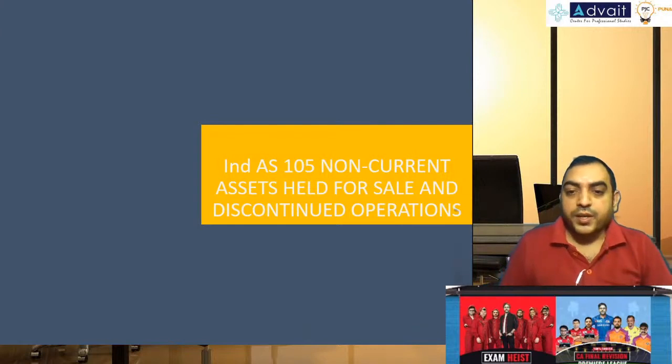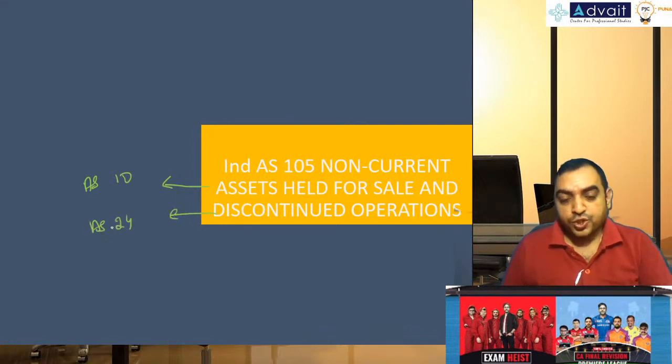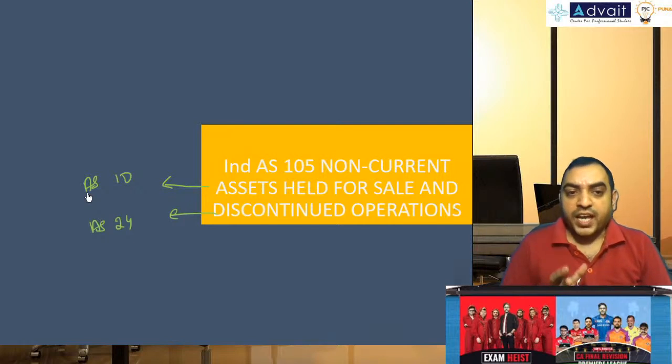Okay. Now coming to the next standard, Ind AS 105, Non-current Assets Held for Sale and Discontinued Operations. Under the old accounting standards, this is covered under two standards, AS 10 as well as AS 24. So this discussion is applicable for the old syllabus as well as the new syllabus. Non-current assets held for sale.